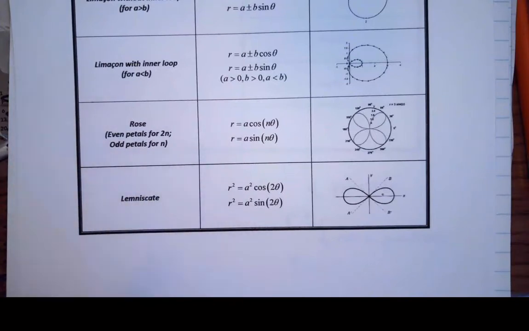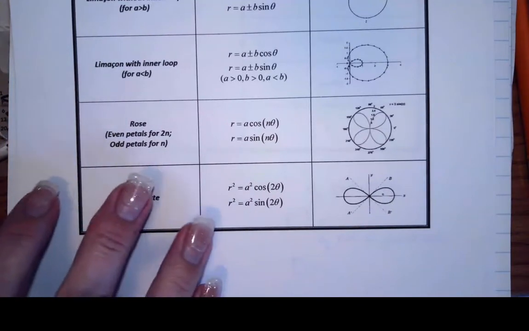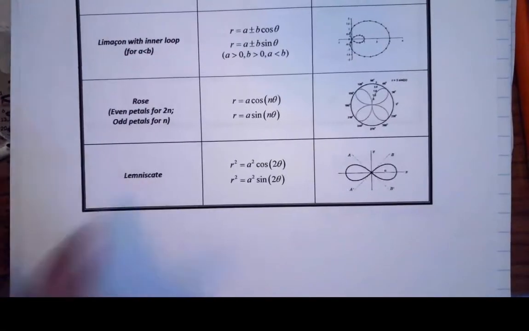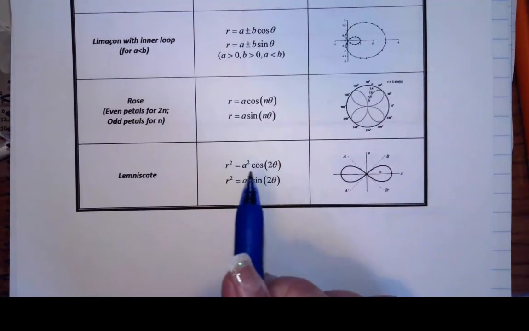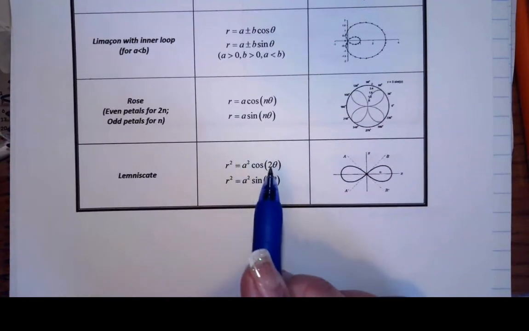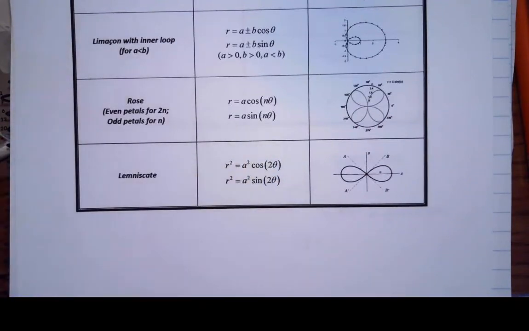And then the weird part is going to be a lemniscate, which is the official word for the infinity symbol, which if you turn it on its side, looks like an 8. But you'll notice that that's going to be an r squared, and then you'll have a coefficient squared, and then you'll have a double angle. Those are what we're going to be looking at.